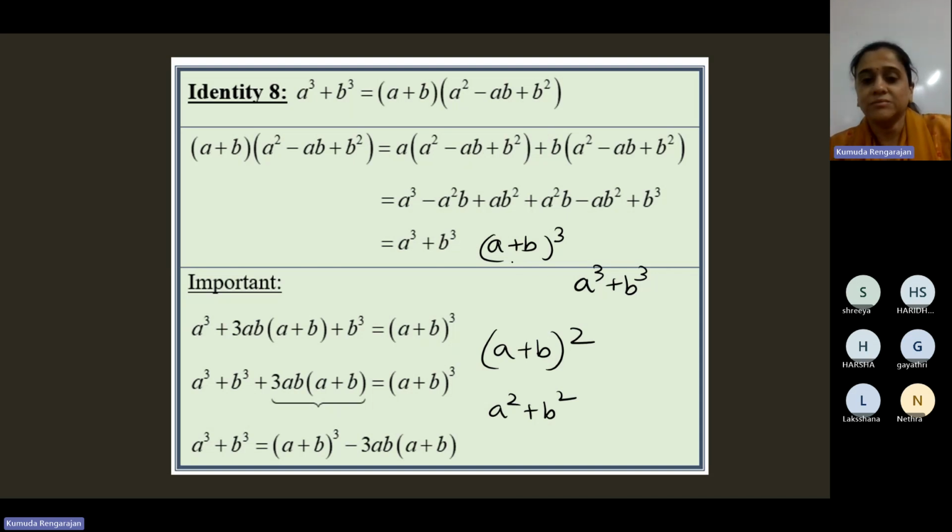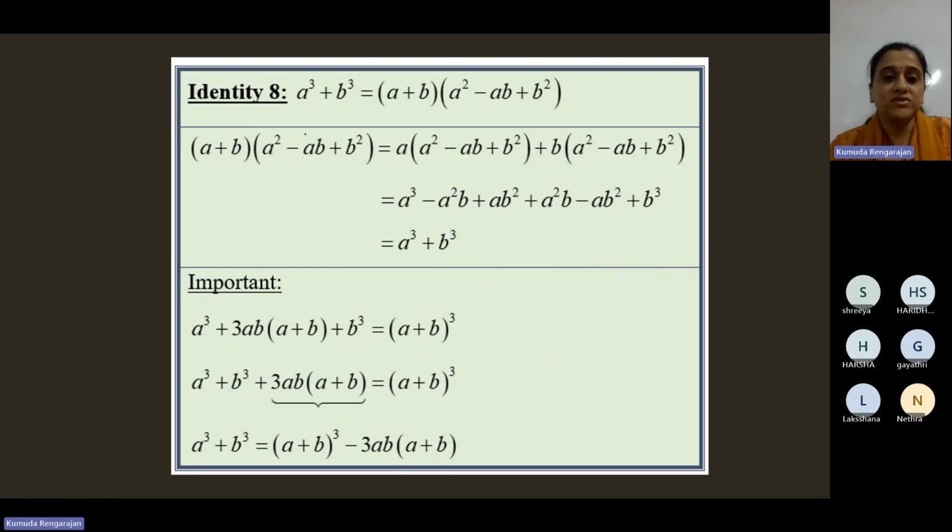In the same way, a plus b the whole cube means find the sum a plus b and then cube the sum. Add and then cube. Here, cube and then add the cubes. So they're different, so don't get confused. This is a cubed plus b cubed, not a plus b the whole cube. A cubed plus b cubed. See the terms you get.